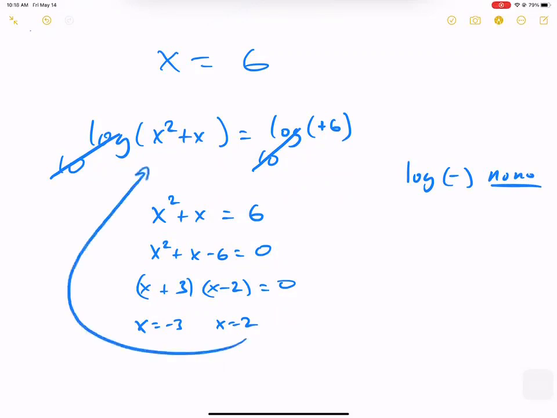If I plug in 2 here, 2 squared plus 2, will that be negative? Negative 3 squared minus 3, will that be negative? In both of these cases, no, they would both be positive. This would be 6, right? So they're both going to be positive here. So we have no fear of that. But sometimes, and this could be an SAT question, one of them may be negative, and that is not an answer. That is not a possibility.